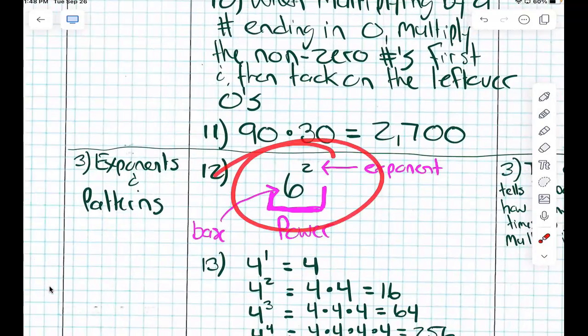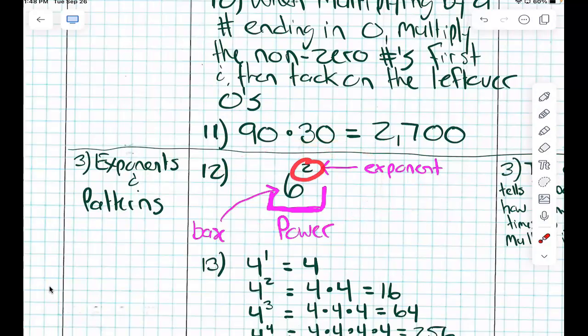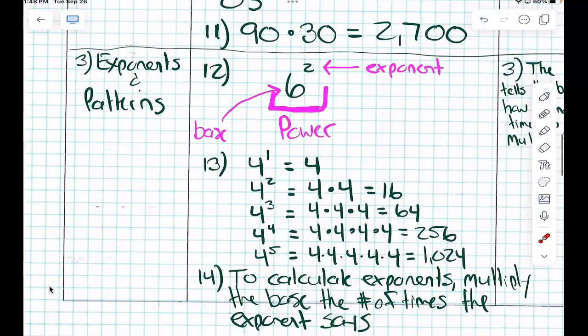This whole thing is called a what? Power. What is the little tiny number called? Exponent. What is the big number called? What's the big number called? Base. It's called the base, right? Okay. So exponents are kind of like patterns, right?